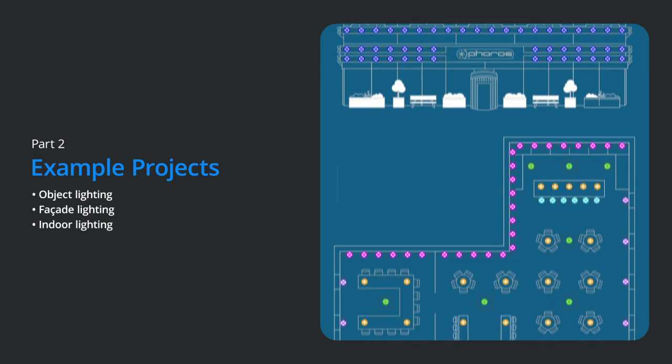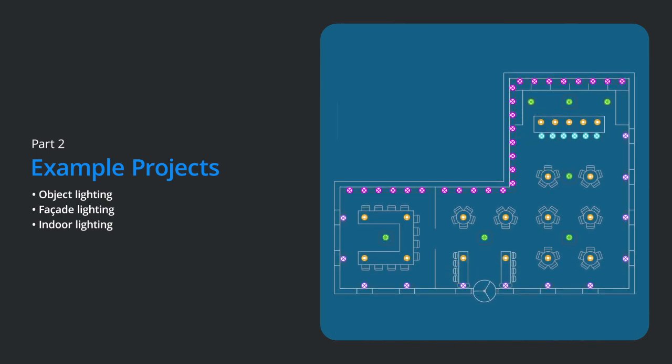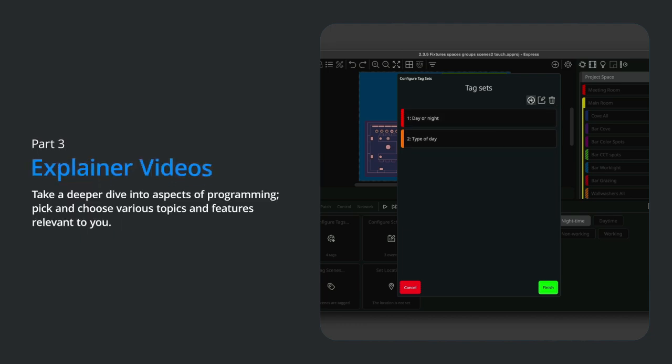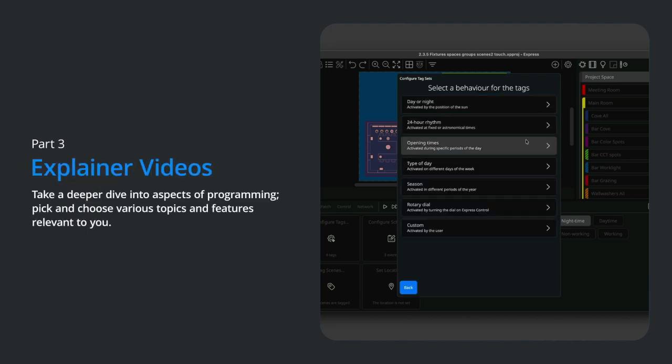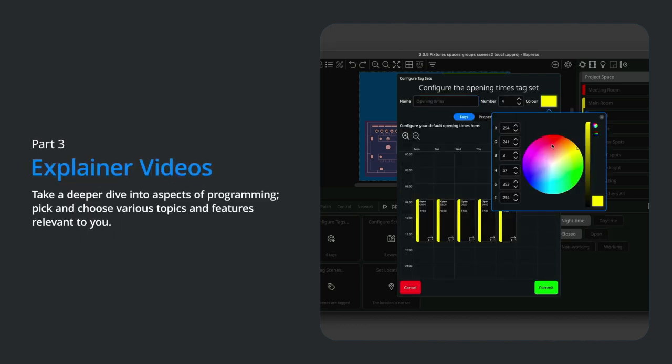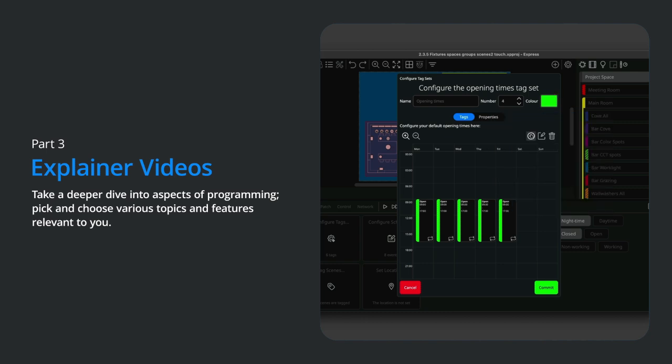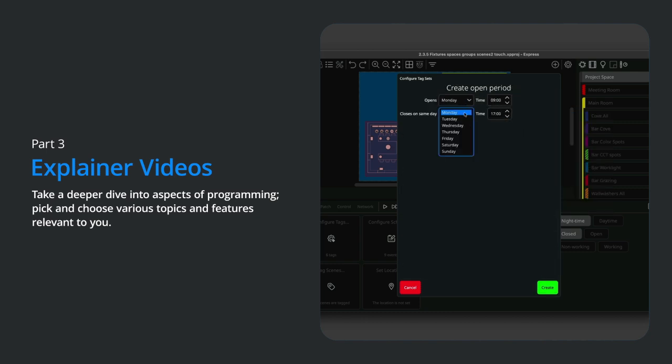For the third video, we'll look at an indoor space, using a mixture of fixture types for practical and decorative lighting, and a touchscreen user interface, in our example restaurant setup. These will be followed by a series of short explainer videos, which will each take a deeper dive into aspects of programming, so you can pick and choose various topics and features that are relevant to you at the time.